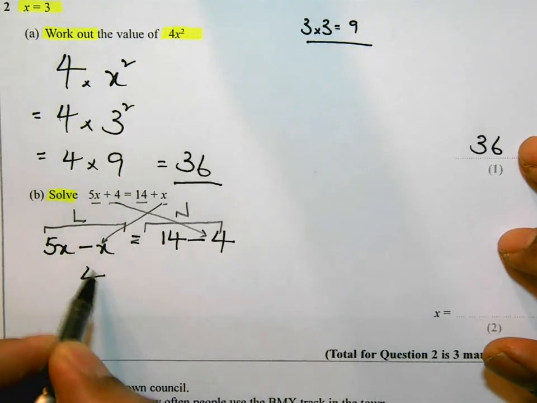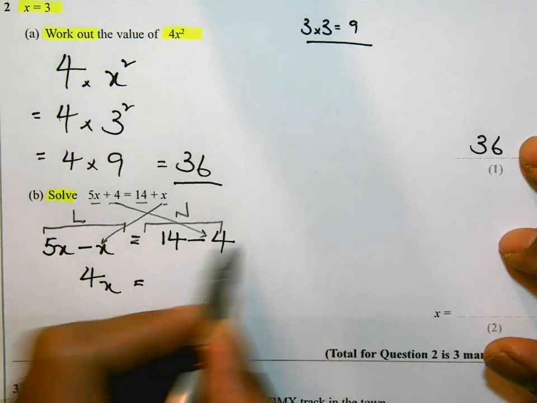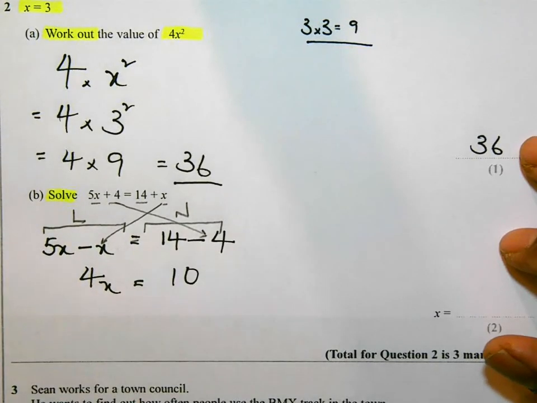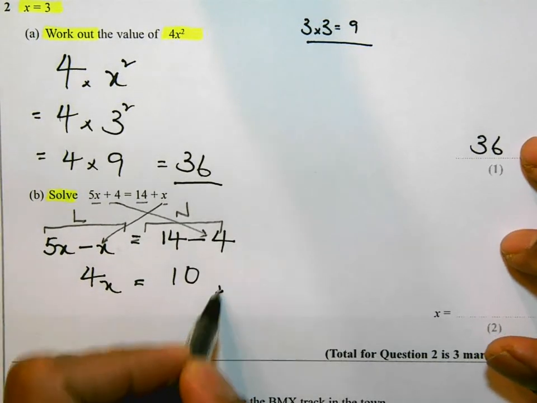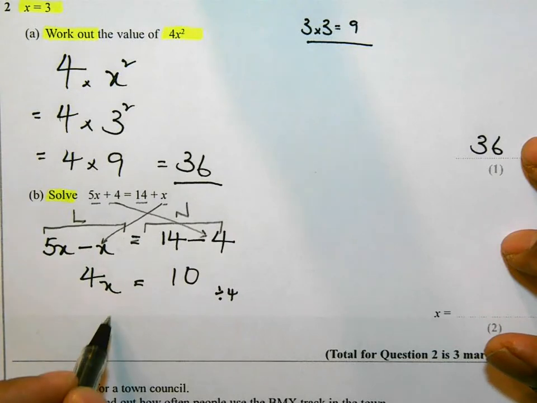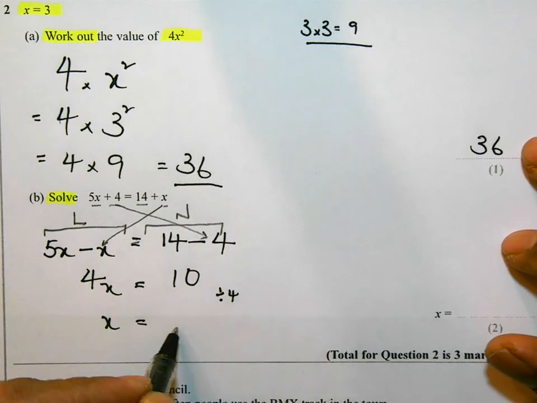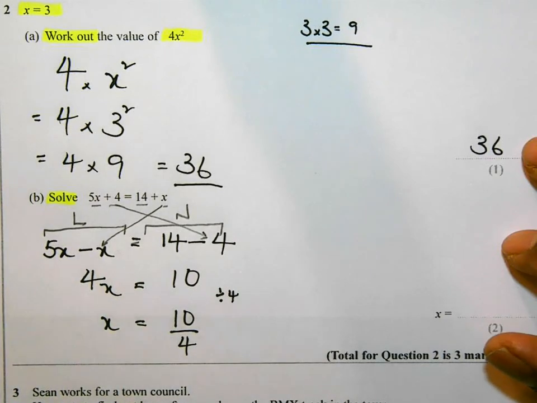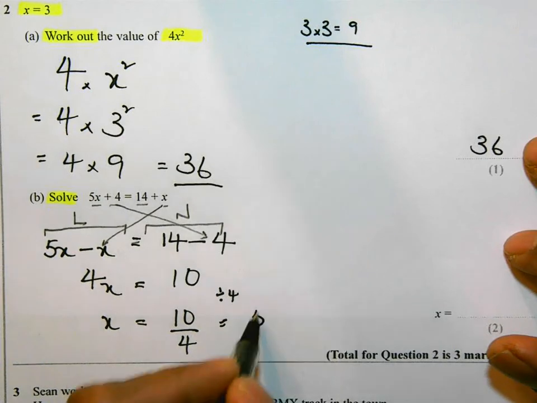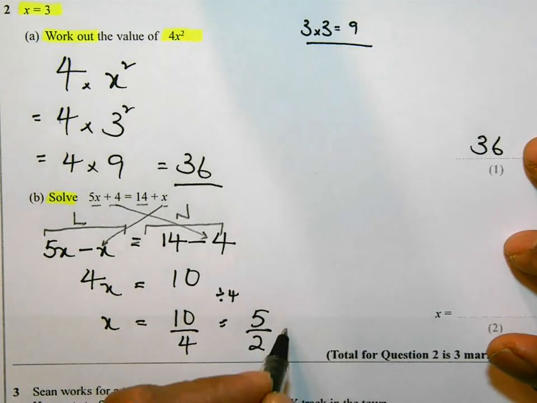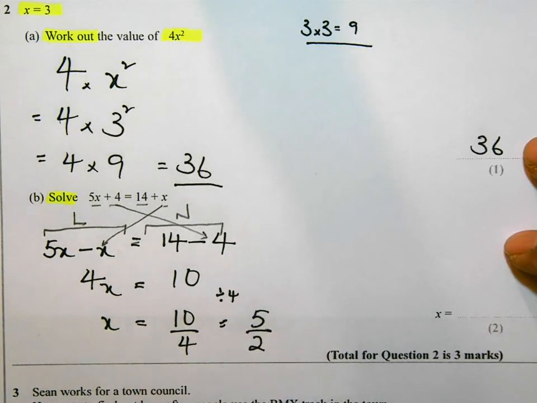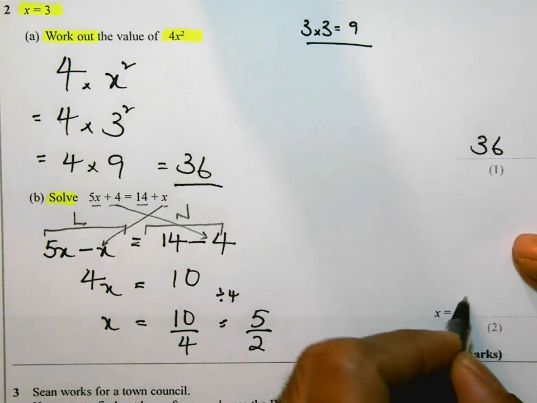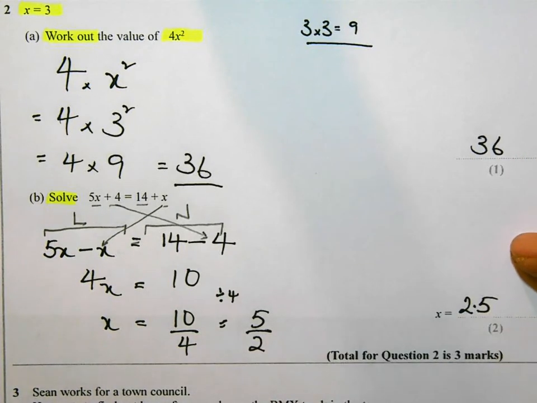5x take away x is 4x. That's equal to 14 take away 4 is 10. I now need to divide both sides by 4. So x is equal to 10 divided by 4, and I'm going to write it as a fraction. I'm going to simplify this fraction by halving both of them. 5 over 2, and I know that 5 divided by 2, in other words half of 5, is going to be 2.5, and that's my answer.